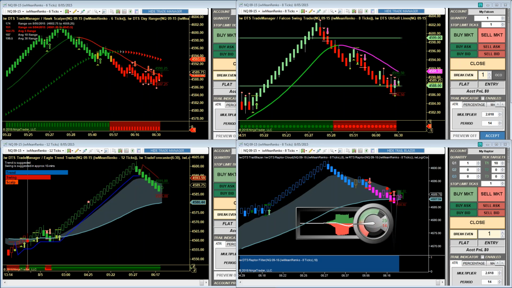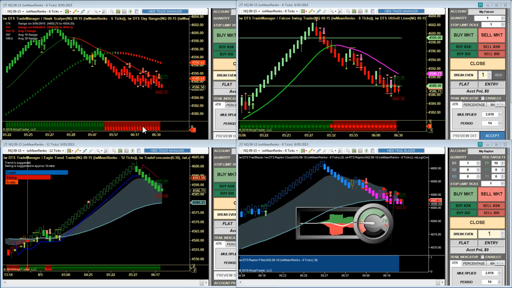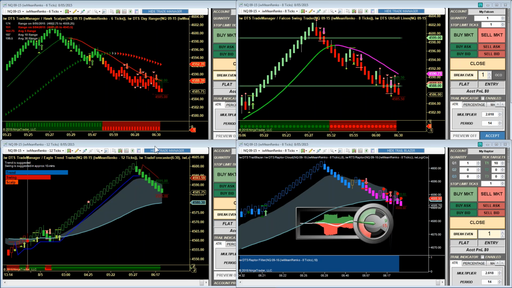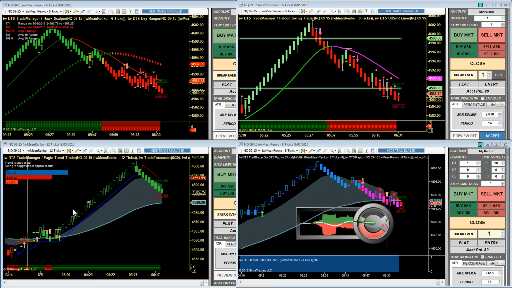Now, what you're looking at here, for those of you who are new to the room, I'm going to give you a real quick overview. This is the diversified trading system, and it's diversified because we're looking at the market from three different points of view. Here in the top left, we have the Hawk Micro Scalper. Top right is the Falcon Swing Trader. Bottom left is the Eagle Trend Trader, and the bottom right is the latest addition to the DTS family. This one is called the Raptor. The Raptor actually incorporates elements of the other three birds into one chart. So it's kind of like a hybrid.